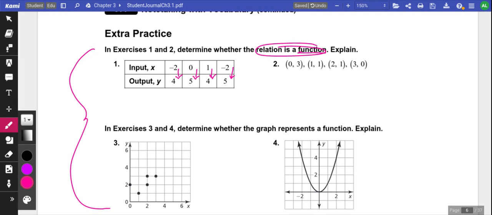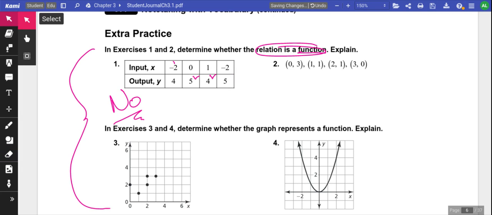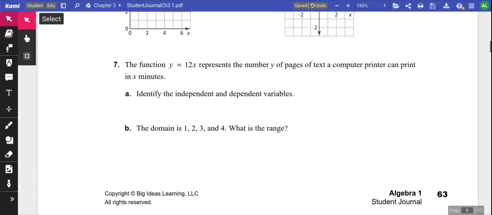Okay, that should be an alarm bell. When I have two of the same number in my inputs, that's a warning sign. This is not a function because I can't have -2 sometimes give me 4 and sometimes give me 5, right? No, this one is not a function. Okay, so sometimes it can be a little table like that.